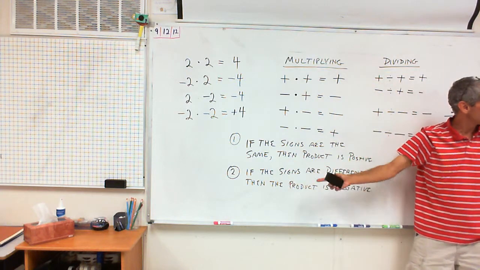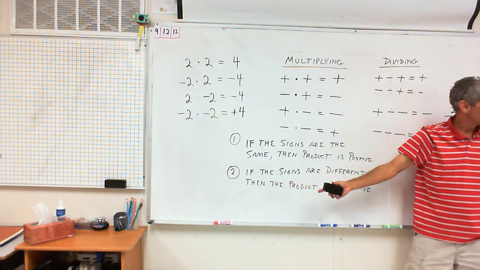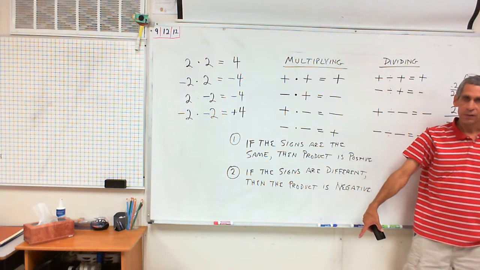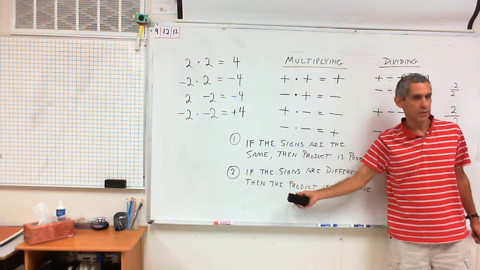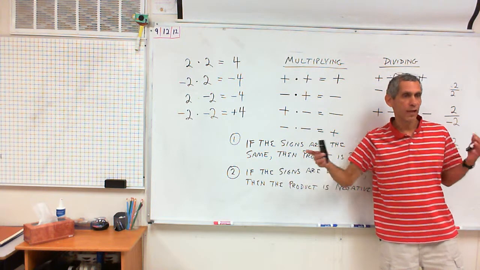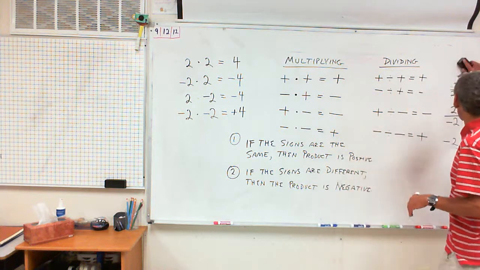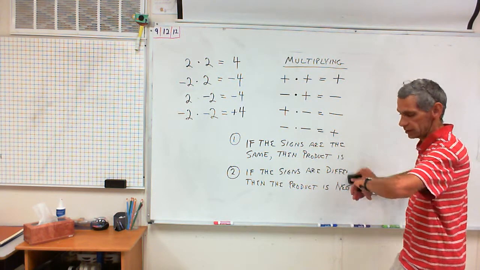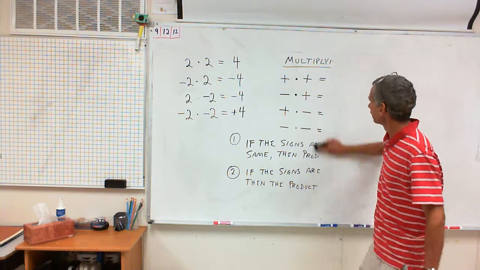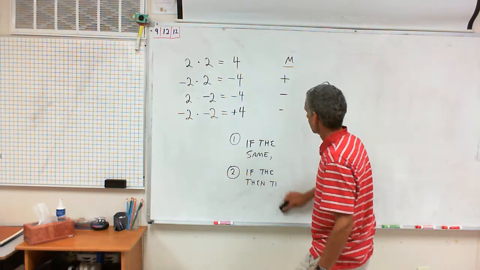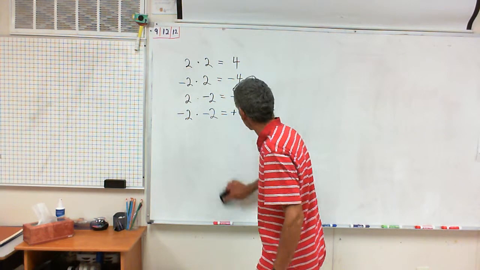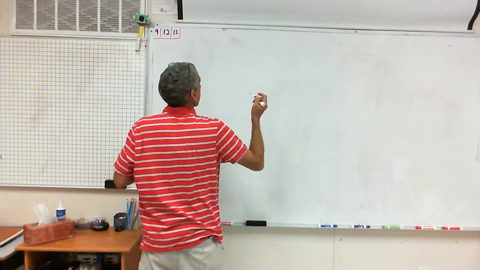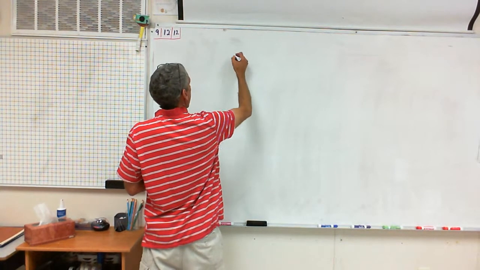If the signs are the same, the answer is going to be positive. If the signs are different, the answer is going to be negative. And again, I'm really talking about 2 numbers at a time here, not lots of numbers. We're going to get into that in a second. Let's practice these. We'll do a few practice ones, and then I'm going to do one last thing, and then we'll be done with this lecture.